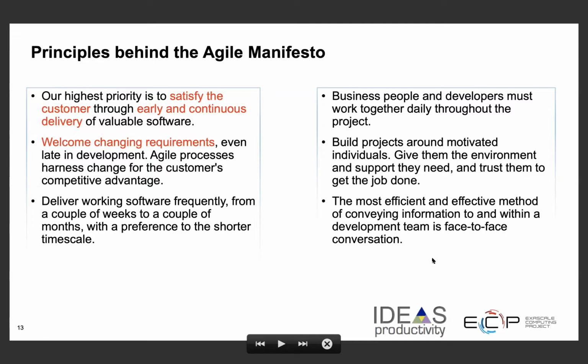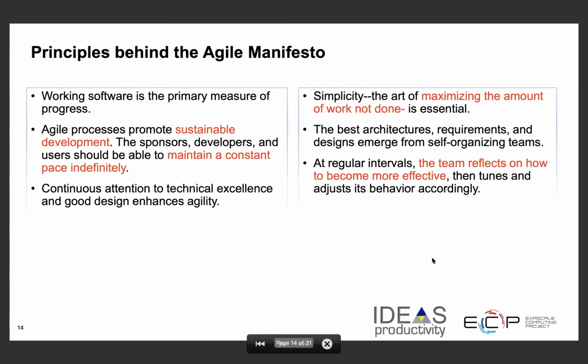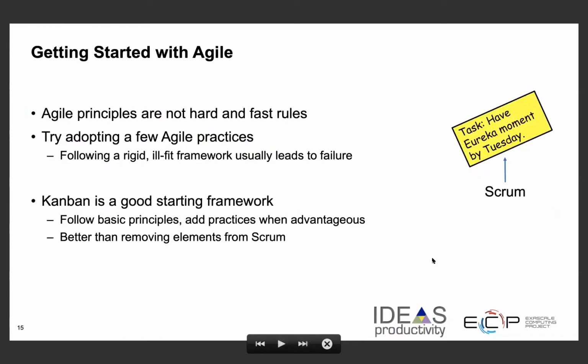So take a look at all these other very nice principles that are listed out here. A lot of items out here are highlighted in red. As you see, they are keywords such as sustainable development or team reflecting on how to become more effective. These are all excellent principles and definitely worth your time if you are serious about Agile.